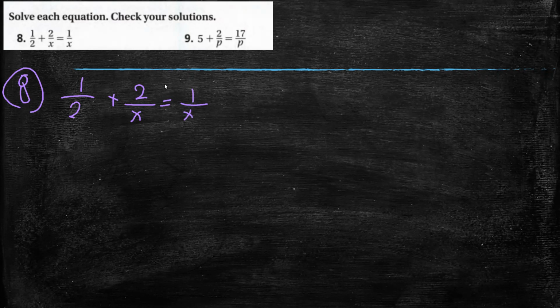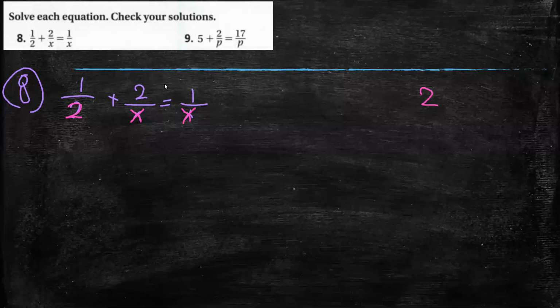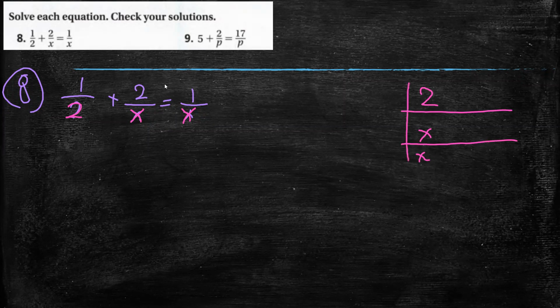So let's look first at the denominator. Where are the denominators here? We have 2 and x and x. What is common between them? The common one here is x, and 2 is non-common. So what is the least common denominator here? 2x. Bravo, 2x.